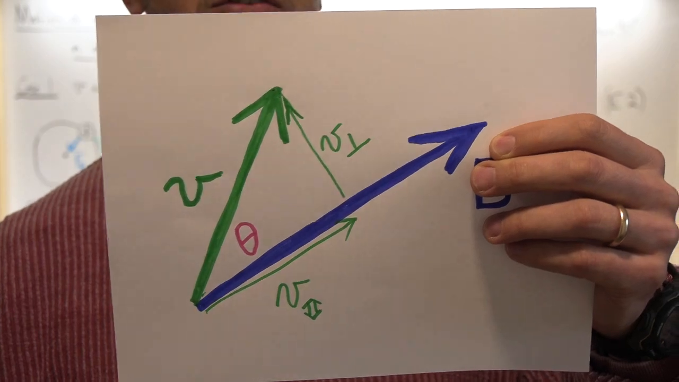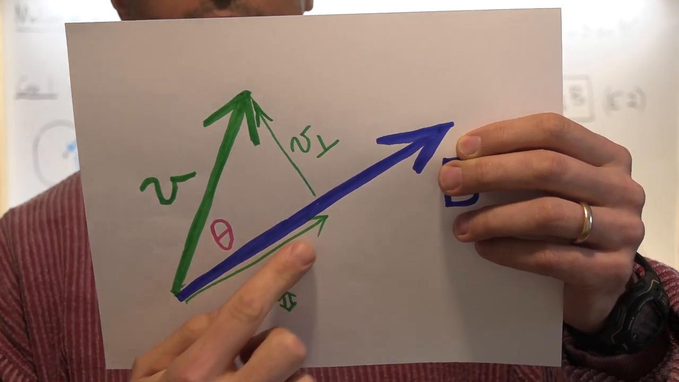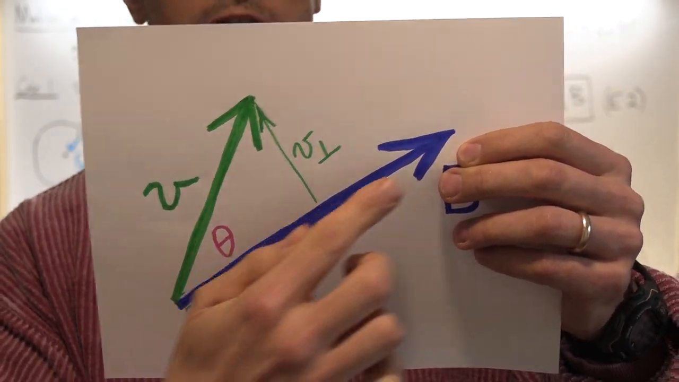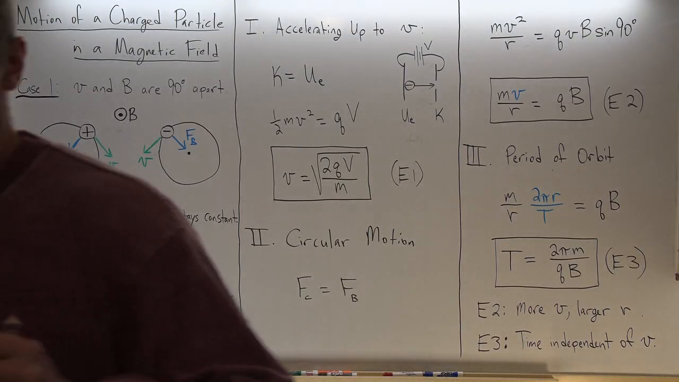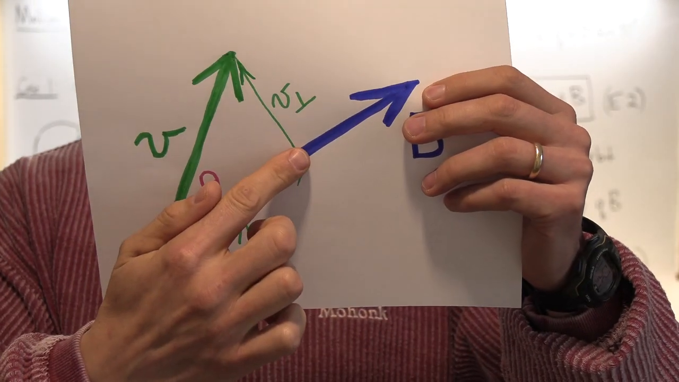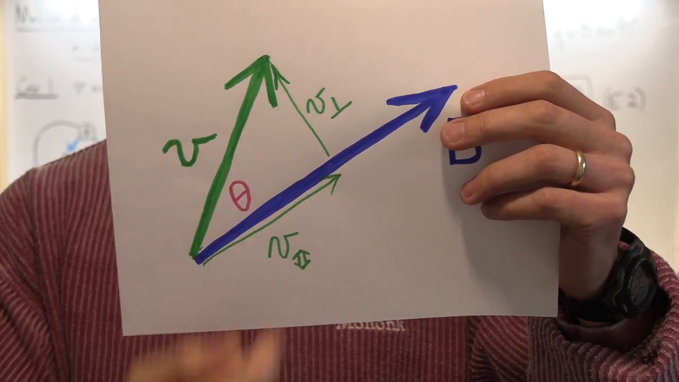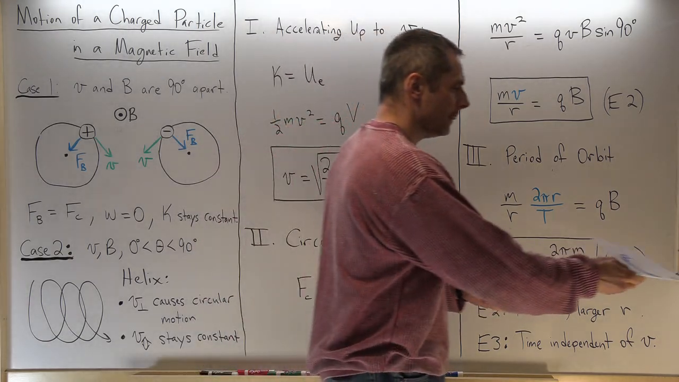Whereas QVB sine theta with the parallel velocity component creates zero force, because this velocity component and the magnetic field are 0 degrees with respect to each other. QVB sine 0 gives us 0. So this portion of the velocity creates no force. This portion creates circular motion because it's perpendicular to the magnetic field. So I am moving forward while also going in a circular path. And let me just show you that.